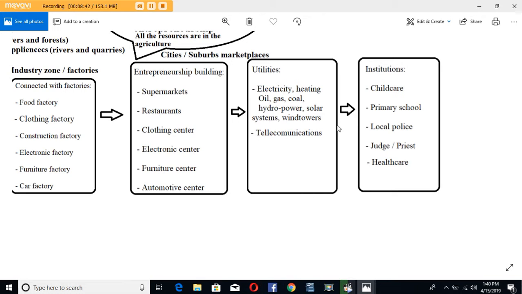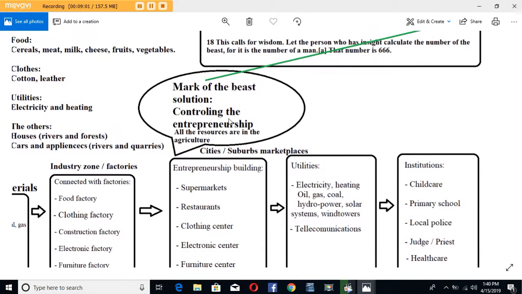The entrepreneurship building may include institutions such as childcare, primary school, local police station, judge or priests. Regarding the mark of the beast system, no one could buy or sell unless they had the mark. The solution can be controlling the entrepreneurship.